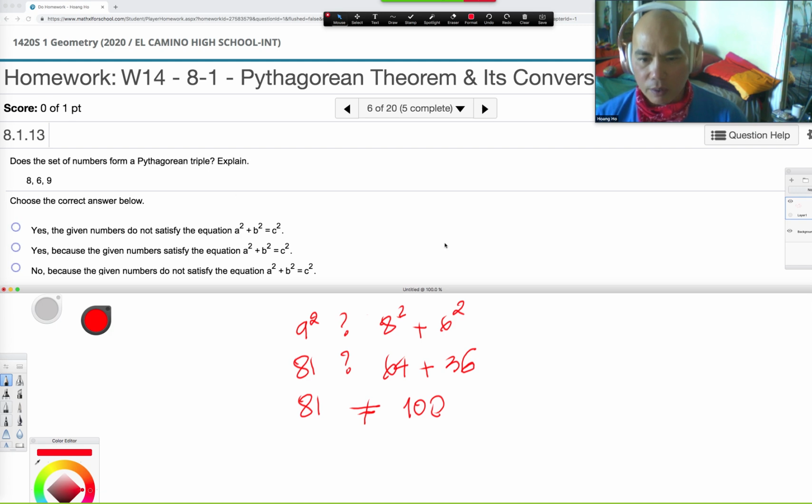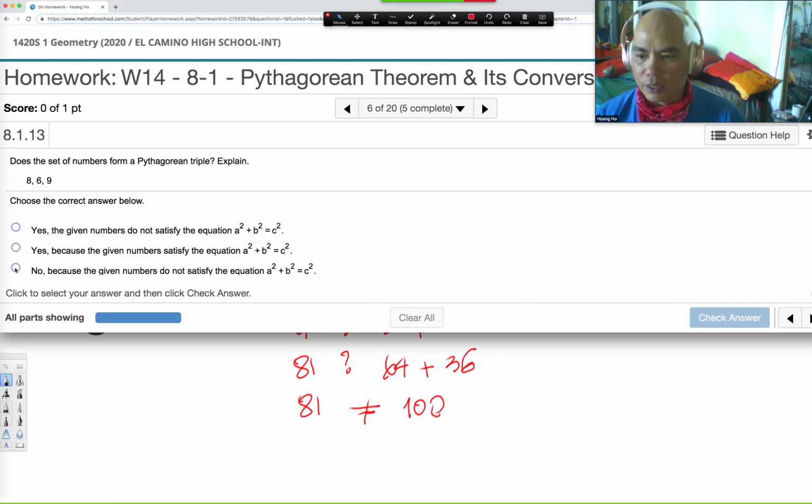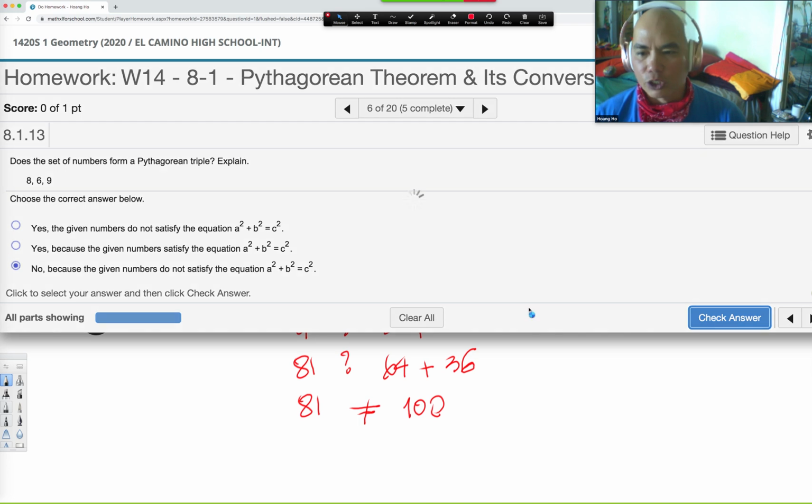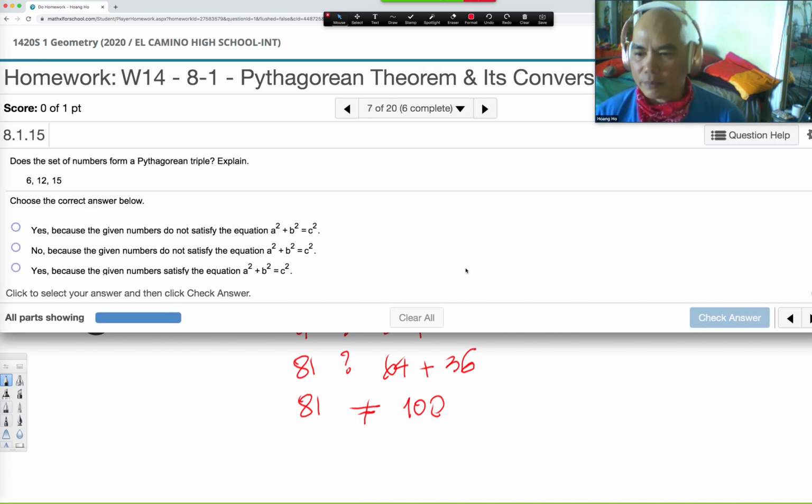All right. So let's go and see what's no. The only no is here. Because the given numbers do not satisfy the equation a squared plus b squared, which is the two shorter legs, the two legs, and then c squared is supposed to be the hypotenuse. So check the answer. I got it correct. Move on to question 7.